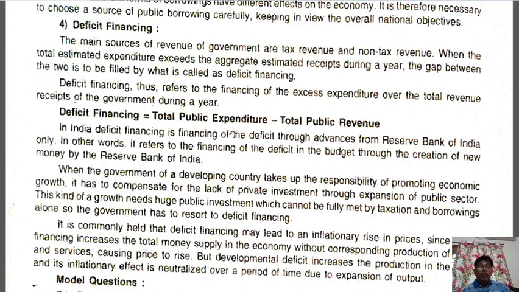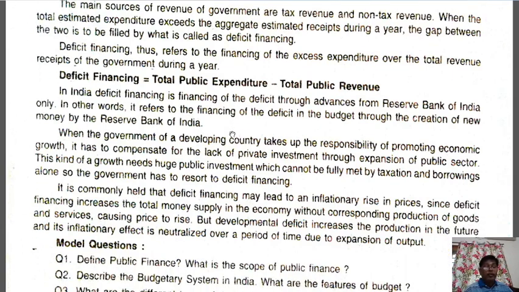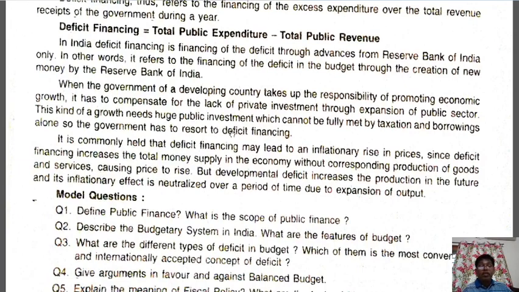When the government of a developing country takes the responsibility for economic growth, it has to make up for the lack of private investment through the expansion of the public sector. This kind of growth needs public investment, which cannot be fully met by taxation and borrowing alone. So the government has to resort to deficit financing.